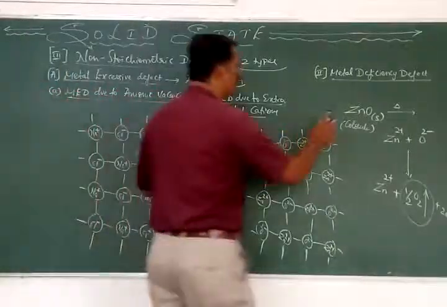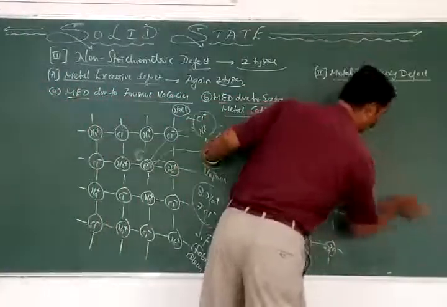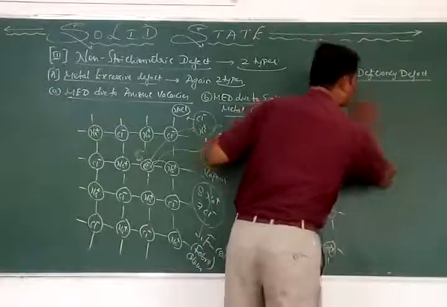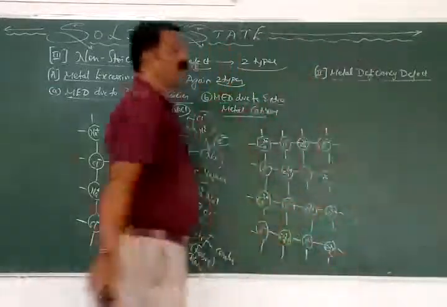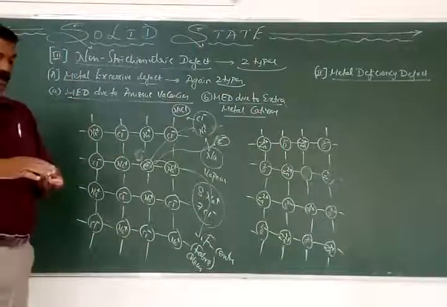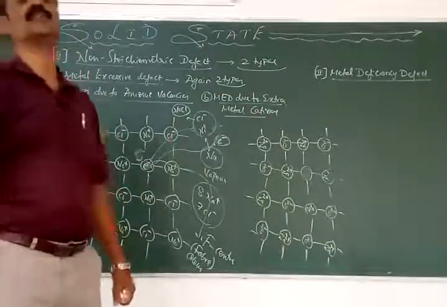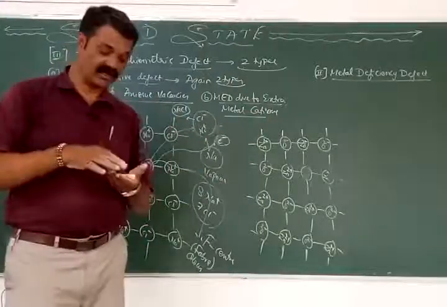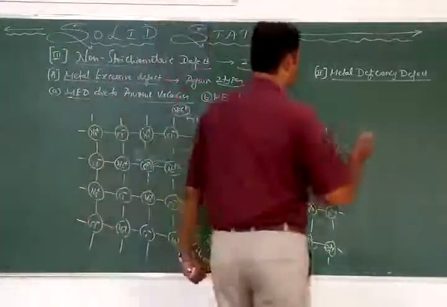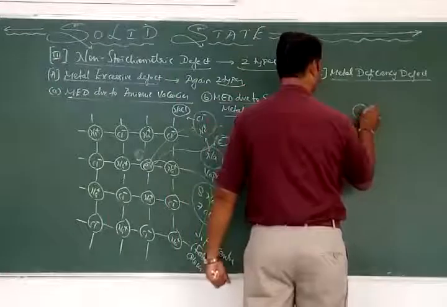And lastly we will have the third one in the form of metal deficiency defect. This is observed only in transition metal compounds, because the transition metals, or d block elements, have variable oxidation states. So let us have the diagram related to that.